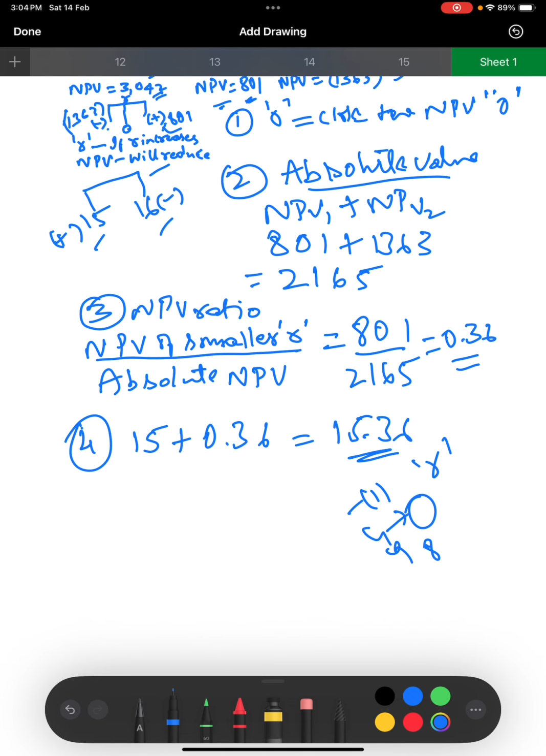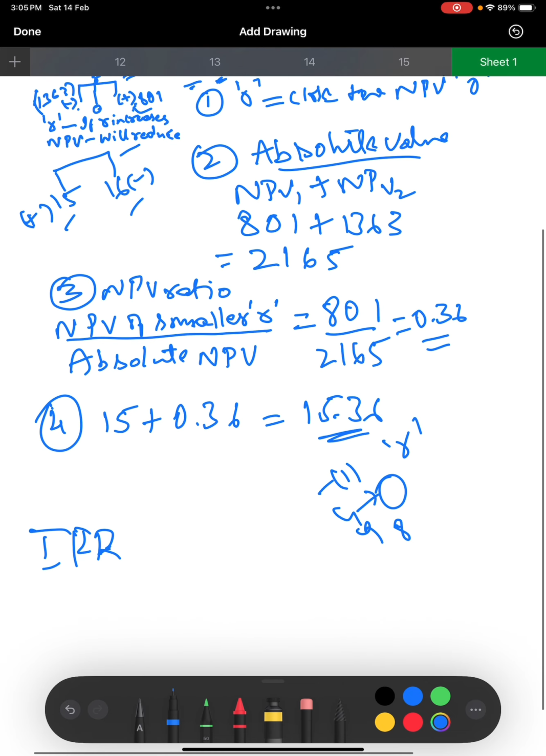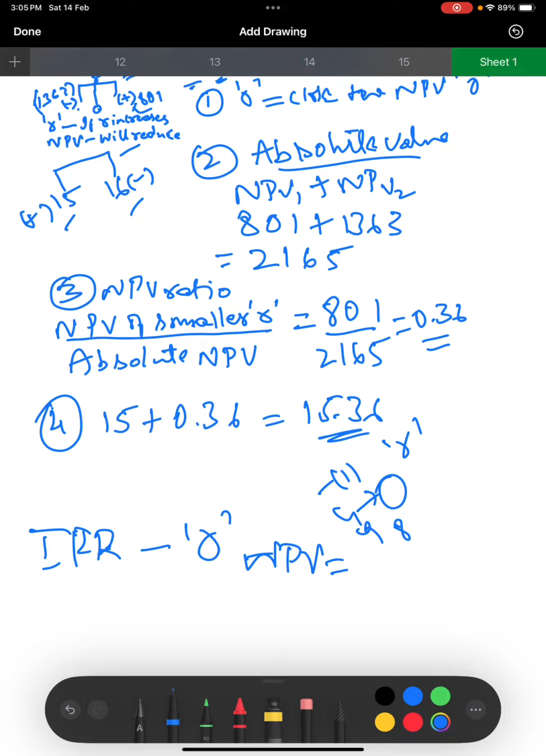So to conclude, for IRR we have 4 steps. IRR is the internal rate of return, also called the trial and error method, where you need to find the R which makes the NPV 0.